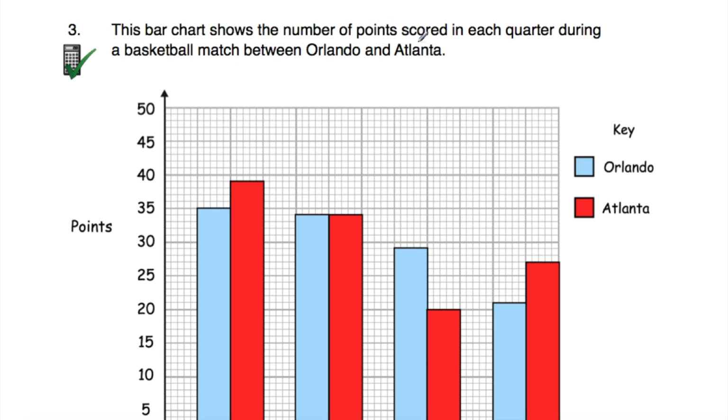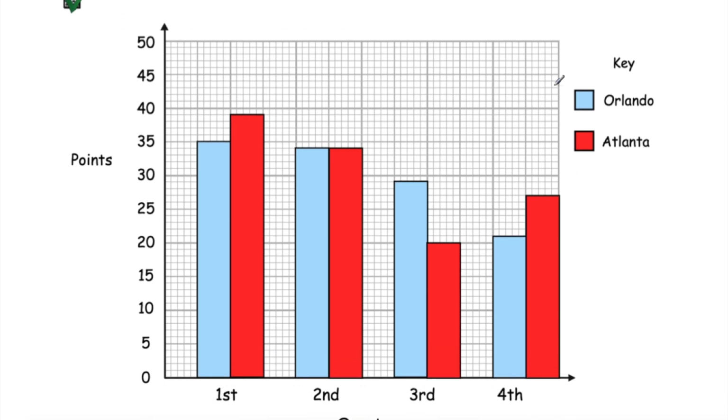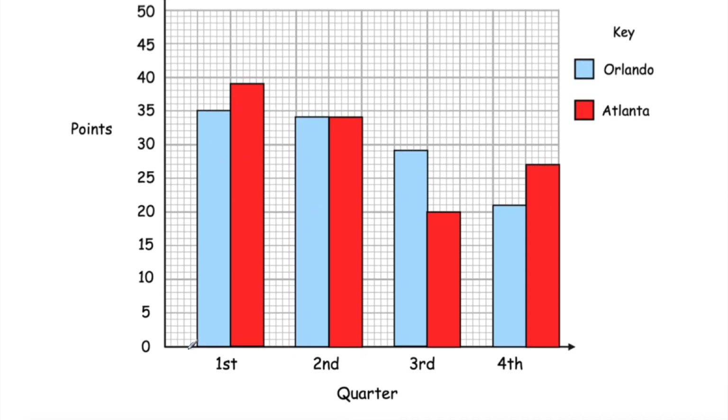So Orlando and Atlanta play a basketball match, and we've got the number of points they score in each quarter. Orlando's in light blue and Atlanta will be in red. And we've got here in the first quarter, let's have a look here. In the first quarter, you can see that Atlanta scored more points than Orlando in that quarter. In the second quarter, the same, and so on. And going up vertically is the number of points. And let's just check. We've got 5 here, so we are going up in 1, 2, 3, 4, 5. So each one of the little lines or boxes is worth 1.